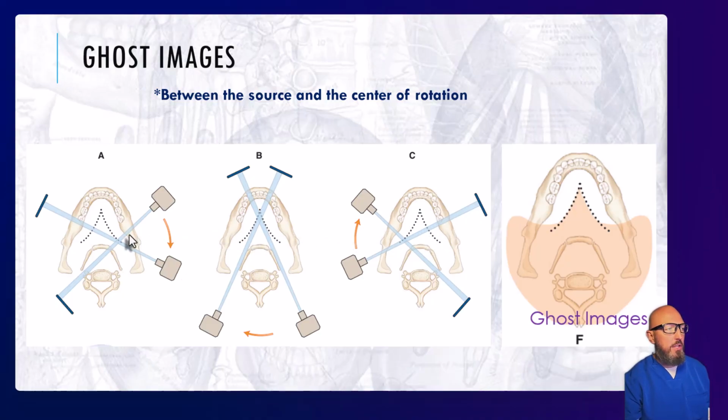So what's creating a ghost image here? If it's between the source and center of rotation, this is the X-ray source, that's the center of rotation, when you're first starting to generate the image, maybe the mandibular angle, the mandibular ramus, things between those two structures are going to cast ghost images on the opposite side. And then here when you get halfway through the image, anything between the point of rotation and the X-ray source. So here's where you get the ghost image of the spine, and it projects over the anterior part of the image. And then when the image is finishing up, you're getting a ghost image of the left side of the mandibular ramus and the angle.